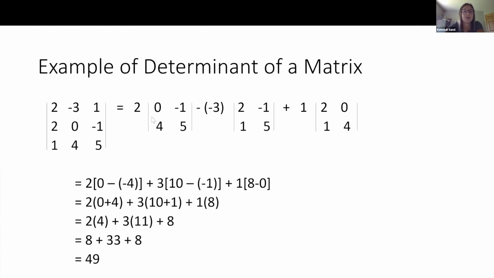So you take the 2, and then you take 0 times 5, which is 0, and then you take 4 times -1, which is -4, and then you subtract those together, and you get 4. And then you're going to add the 3, and then you times 2 by 5, which is 10, added to -1, or added to +1, sorry. And then for the last one, you do 2 times 4, which is 8, plus -0, which is 8, and then you add all that together and get 49.